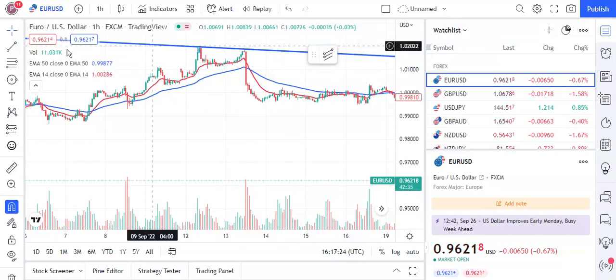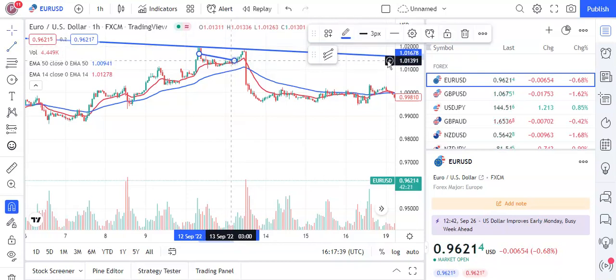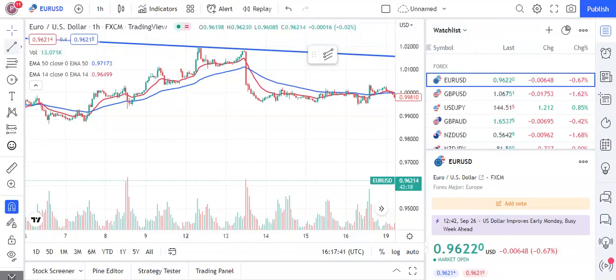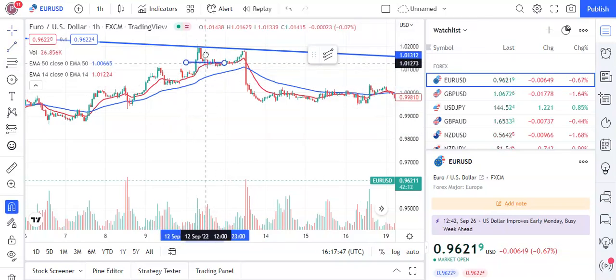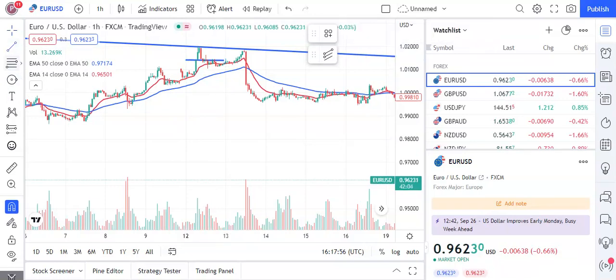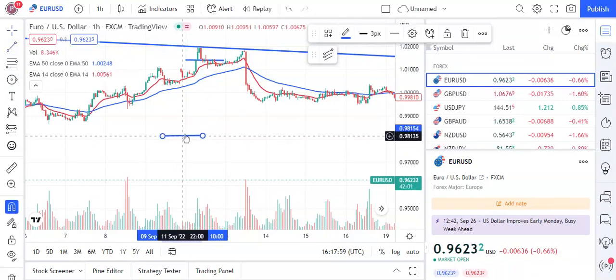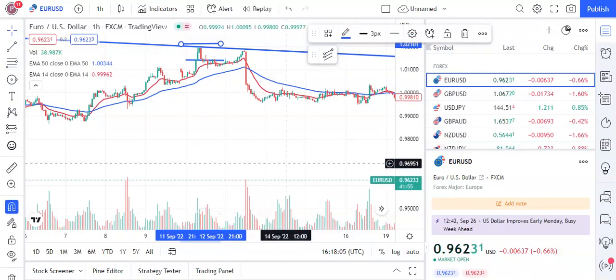Sorry, let me get it right. Okay. Move this down here. Okay. Here will be my point of entry. Here will be my stop loss. And I'm writing it down.